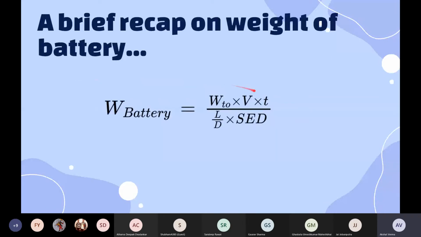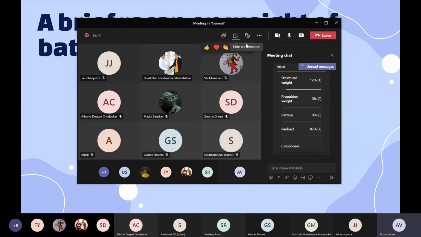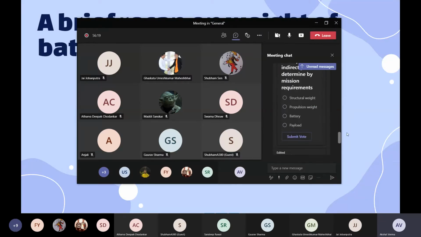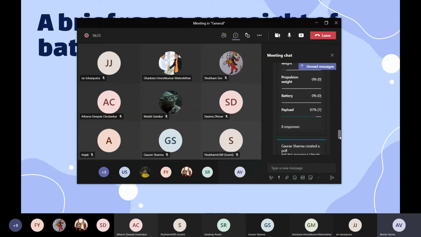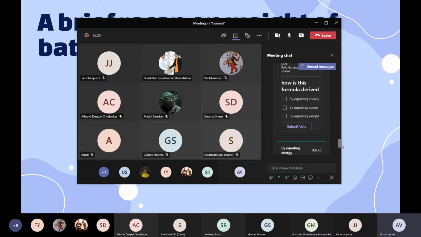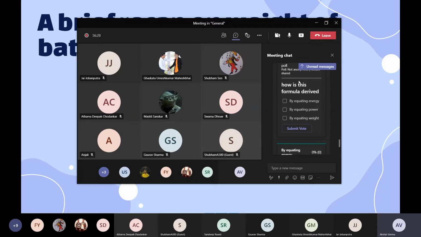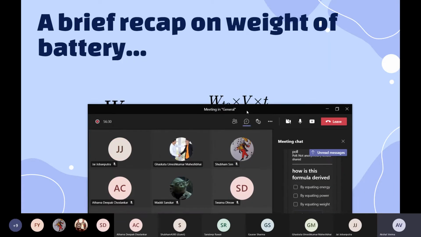We have this formula for the weight of the battery. Before explaining anything on this formula, I just want you to look over it once, and we'll have a quick poll here. You can share the poll, Gaurav. The question is, how is this formula derived?